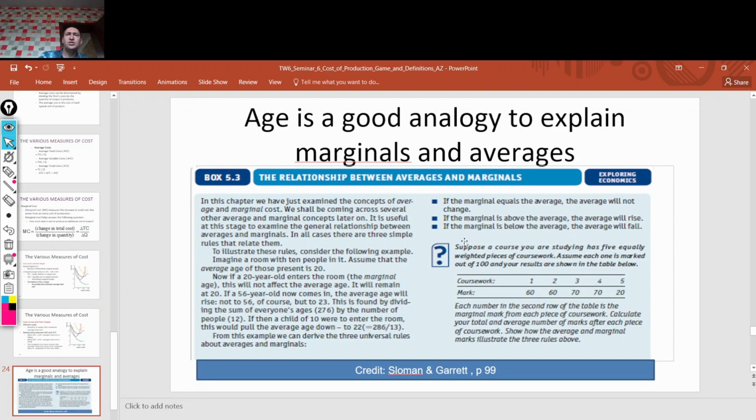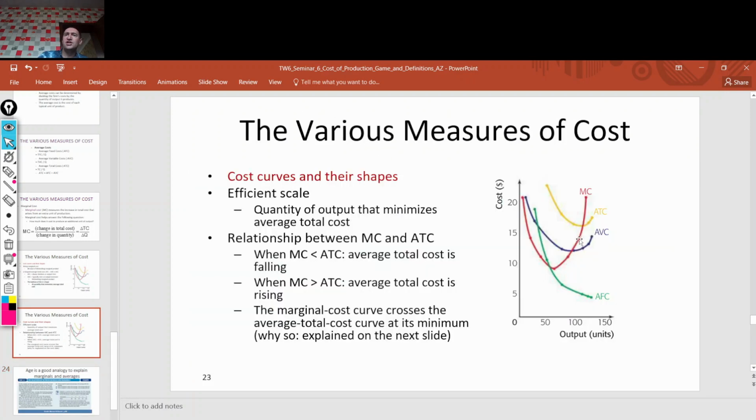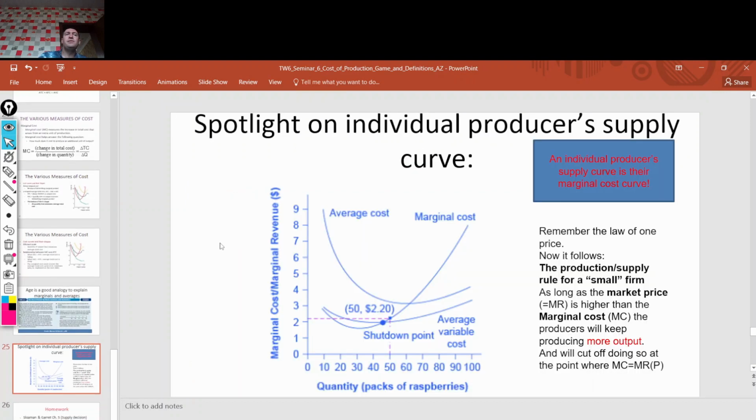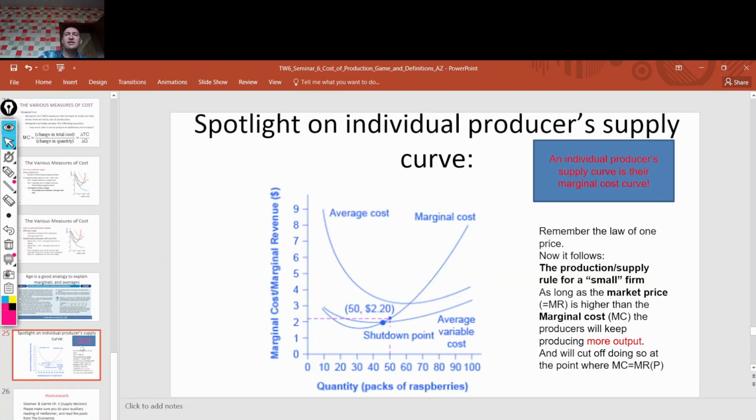This analogy I showed you for the age of students in a class, right? That helps you understand the logic about the association between the average costs and marginal costs. Where they intersect, the averages come to increase. This is a good analogy. Please read that book. In Sloman and Garrett, you will have that Box 5.3. Pay attention to that.